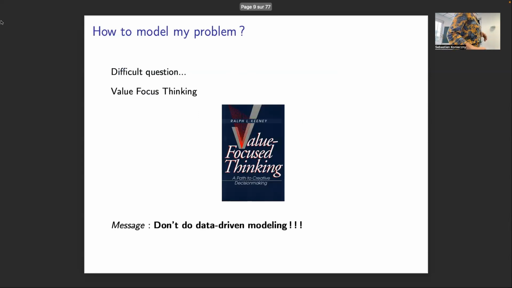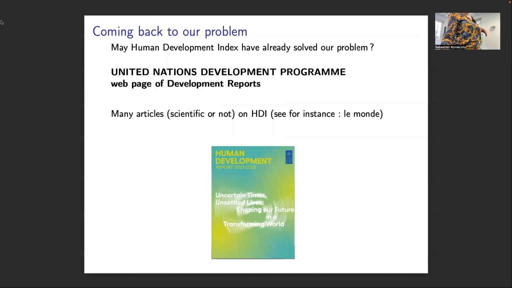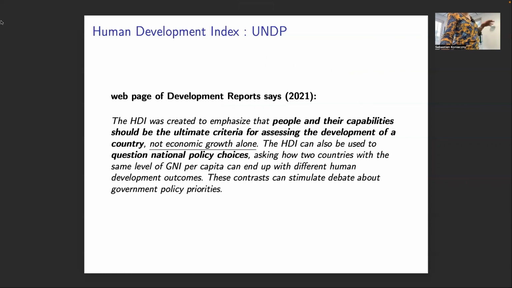We also talked about how to find the attributes of your problem. And we said that it is better not to do data-driven or alternative-driven modeling, and to be focused on our values, moral values. To illustrate all these things, I chose this toy example about human developed countries. And it is not just a toy example, because a very serious institution is doing this. And we started to analyze the Human Development Index.